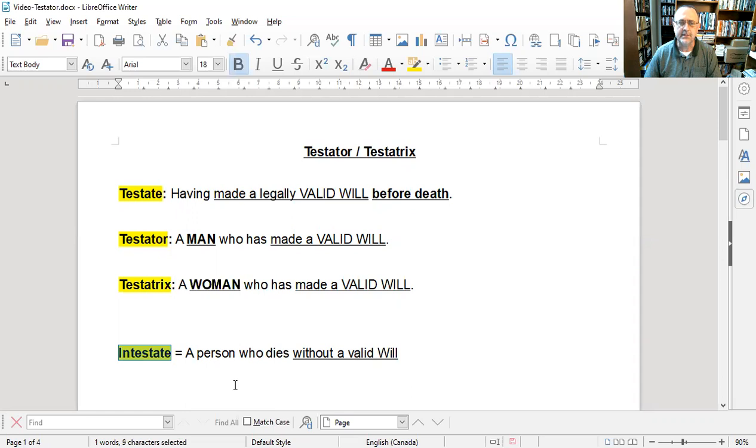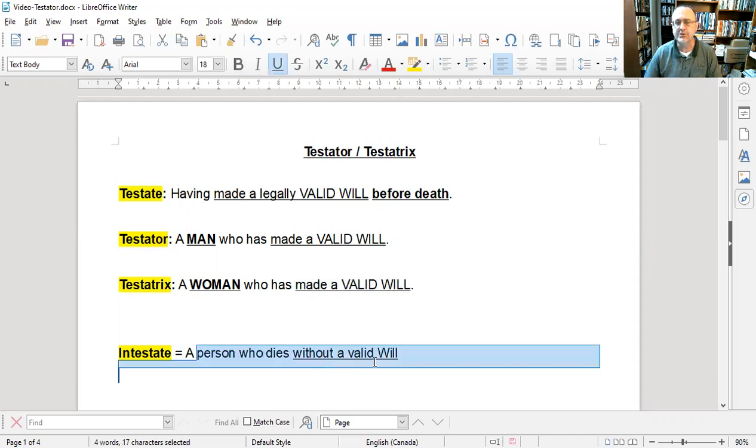Now, the term intestate. Testate, testator, testatrix, it's all about having a valid will. So intestate is a person who dies without a valid will.